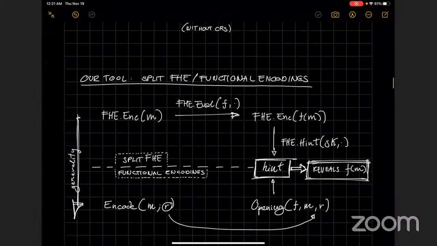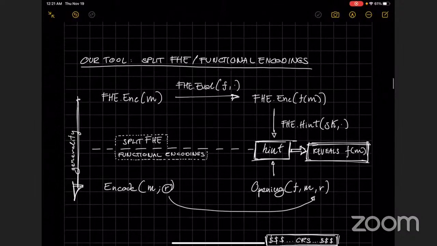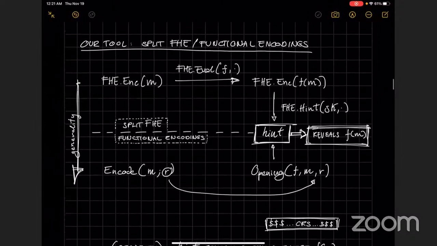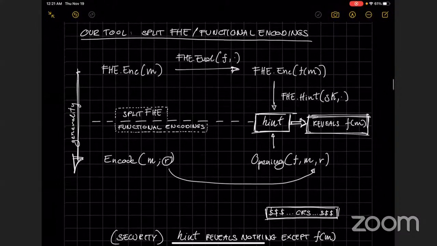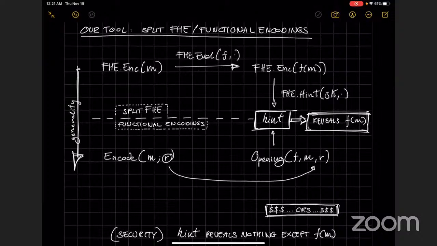So how do I define security for this tool? I should mention that even in this case, we can consider without loss of generality that both split FHE and functional encodings are going to take as input a CRS, which can be as large as we want. This is, again, for the same reason as before, without loss of generality. So security says that the hint should not reveal anything besides the plaintext of the ciphertext that I'm given as an input, as otherwise, for example, a trivial construction of a hint in a split FHE would be just to reveal the secret key. Of course, it's not interesting because it breaks all possible ciphertexts. We only want to reveal the content of one specific ciphertext.